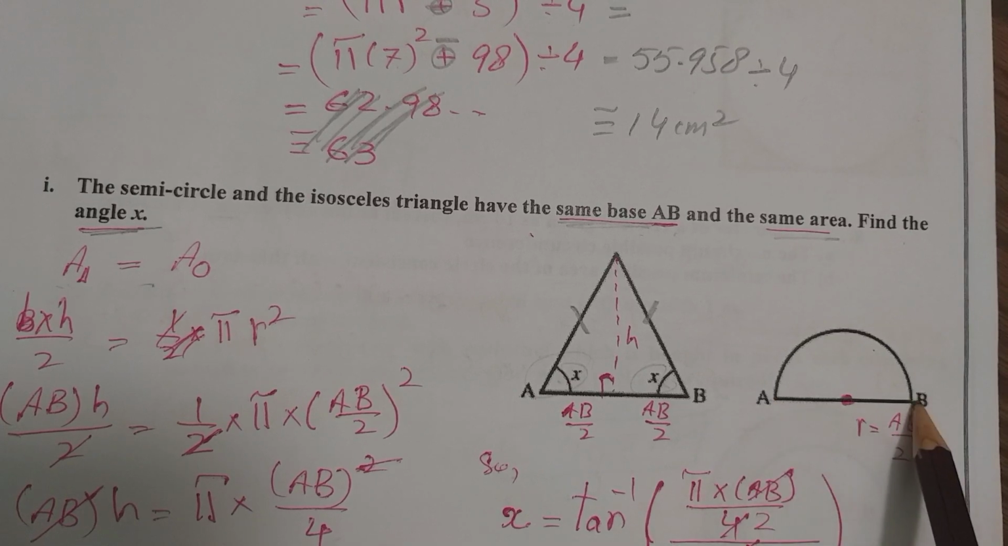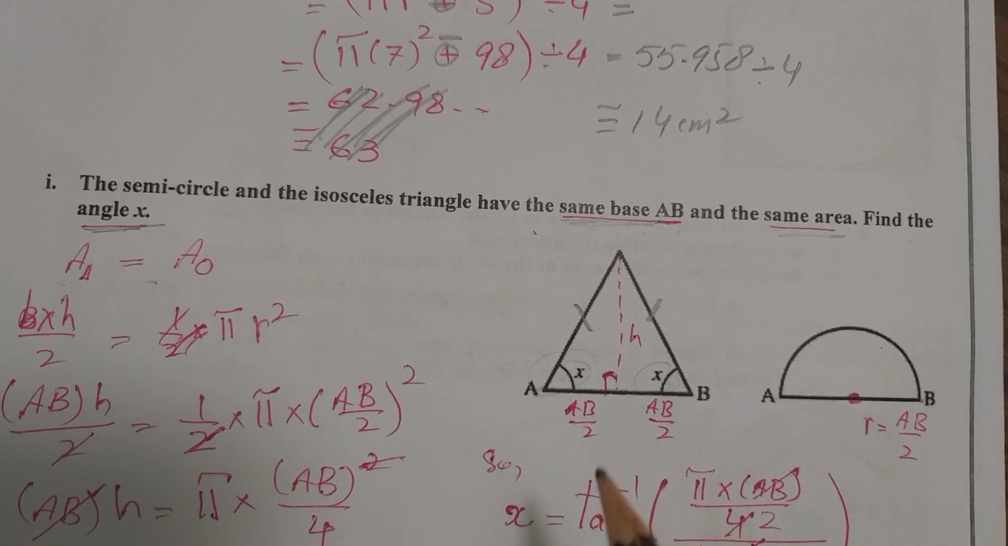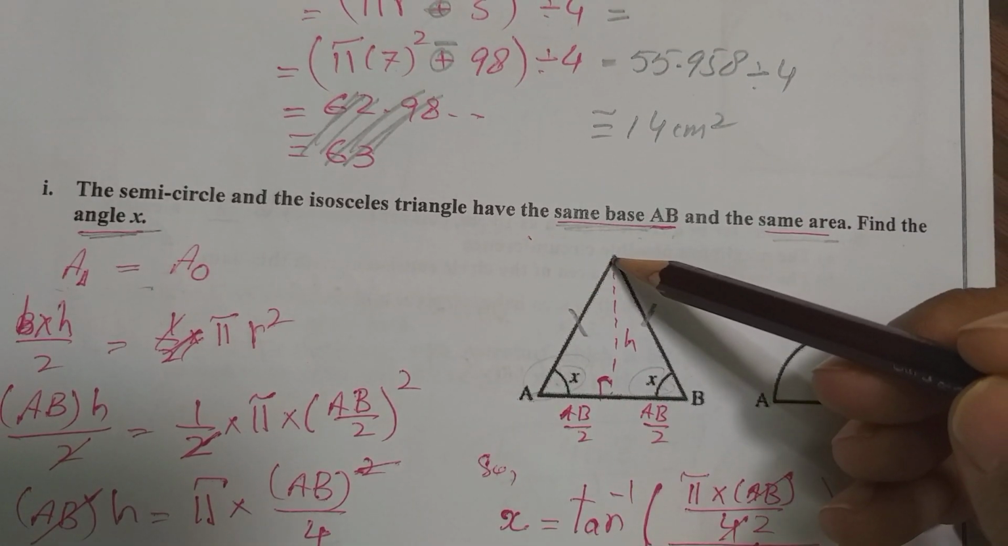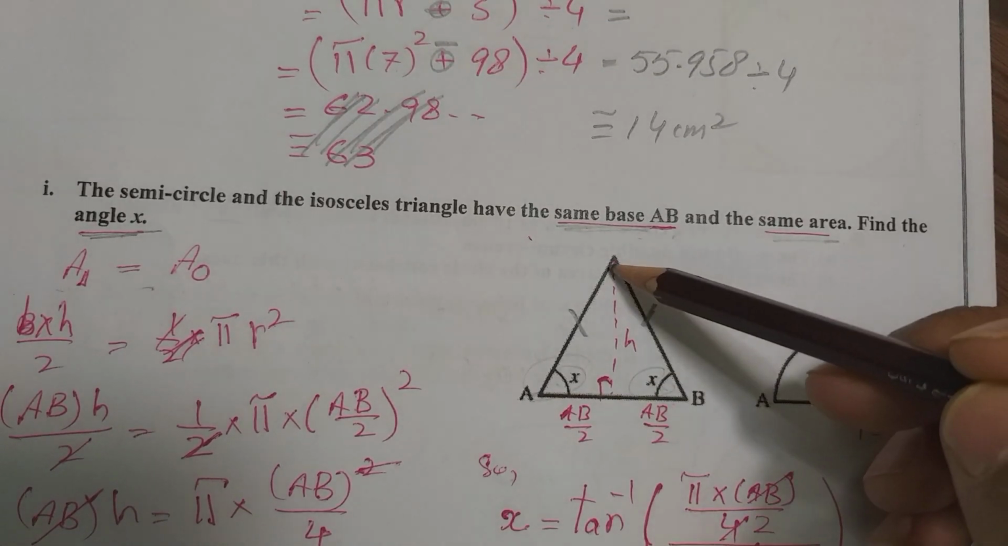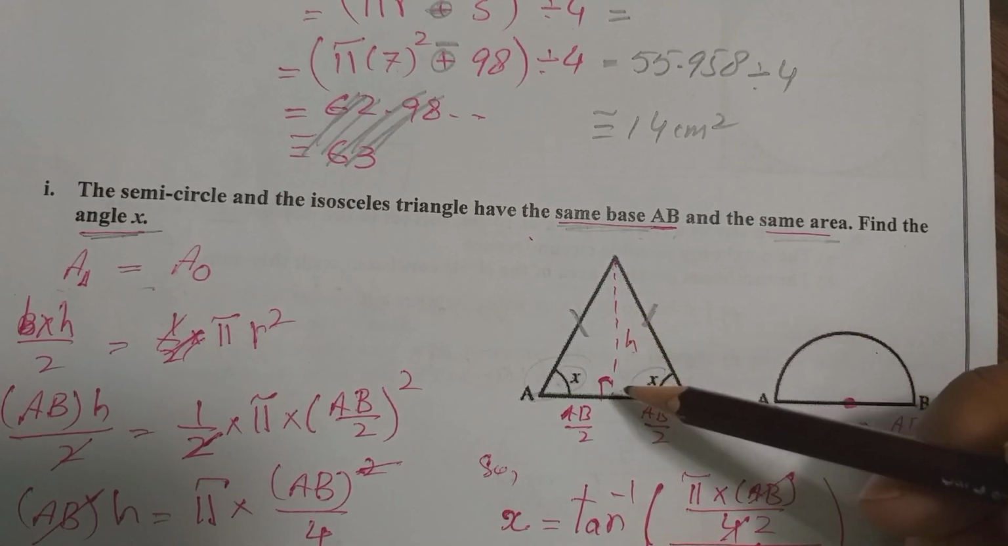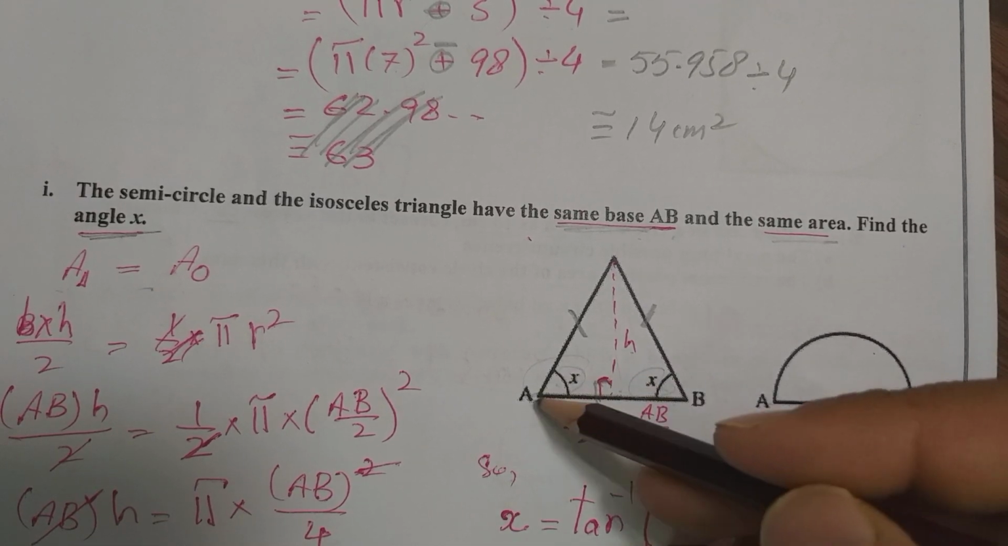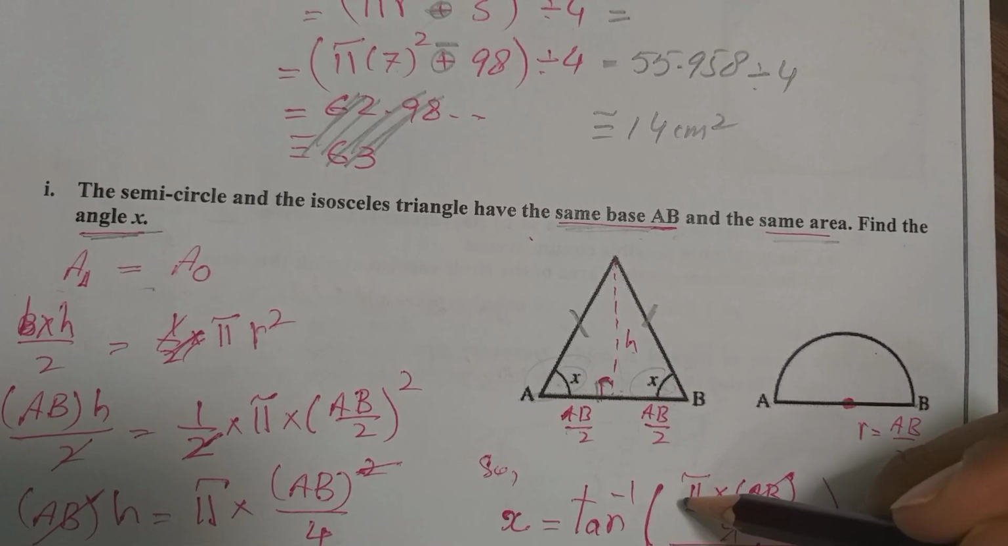It means AB this one and AB this one, they are equal. So if I draw the perpendicular on AB, it becomes a vertical height, which is H. So it becomes a right angle here. So this is half of AB and this is also half of AB.